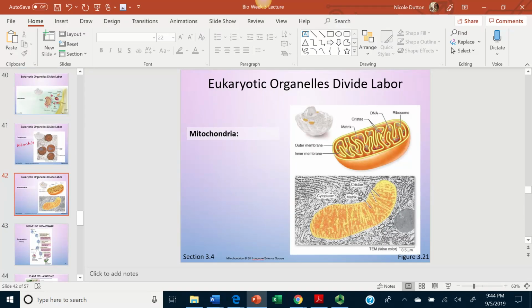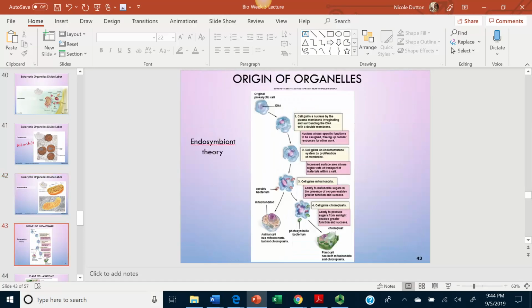Mitochondria. Mitochondria are where a majority of the cell's energy is produced. Now, what they think about mitochondria is this endosymbiont theory. They believe that mitochondria used to be bacterial cells that lived outside, that were free-floating around in the environment.